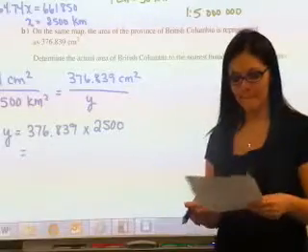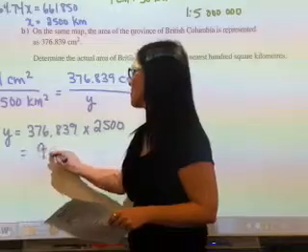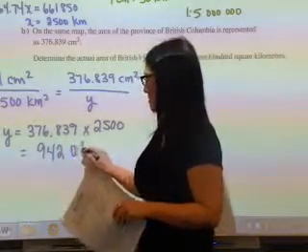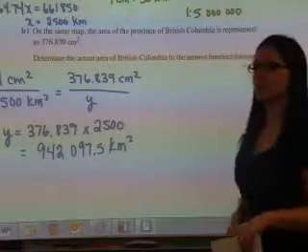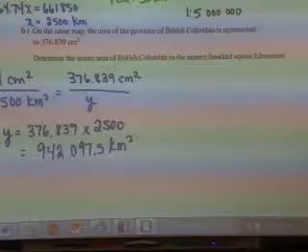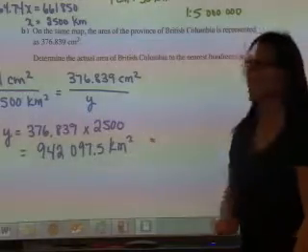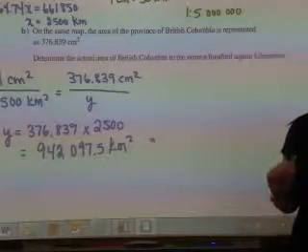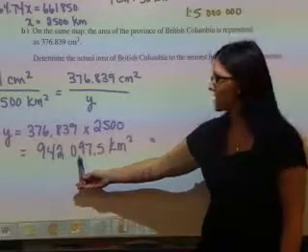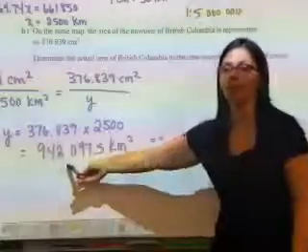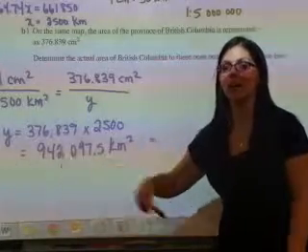So what do you get? 942,097.5, whatever that number is. That's what it is. And this is square kilometers. What do I have to round to? The nearest hundred. So this is the hundreds. So is this number closer to 942,000 or 942,100?